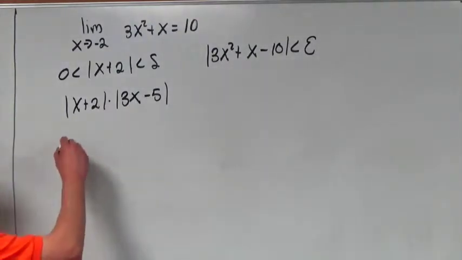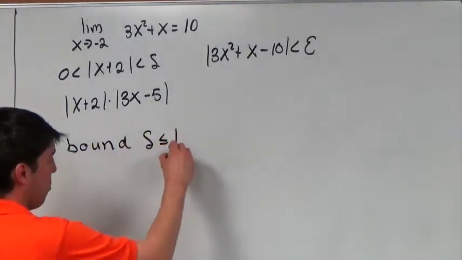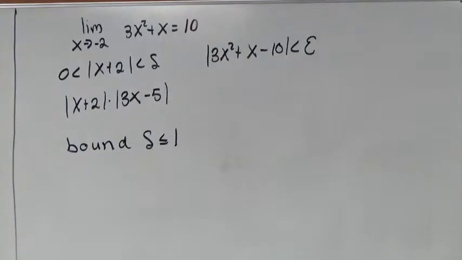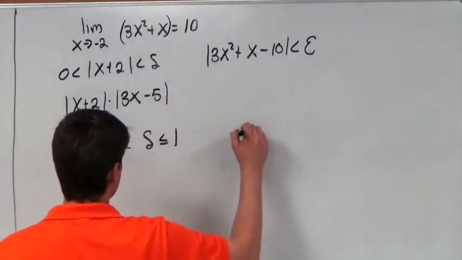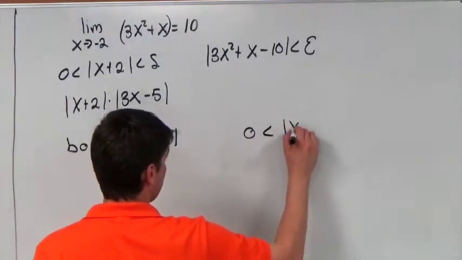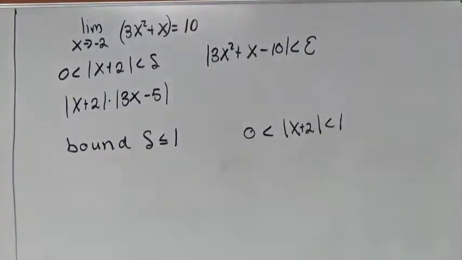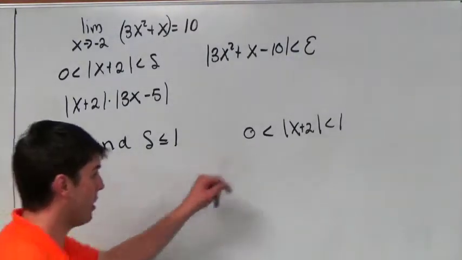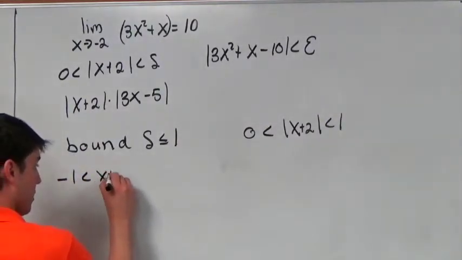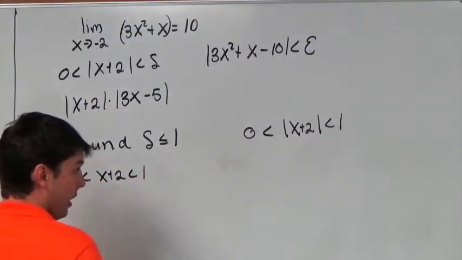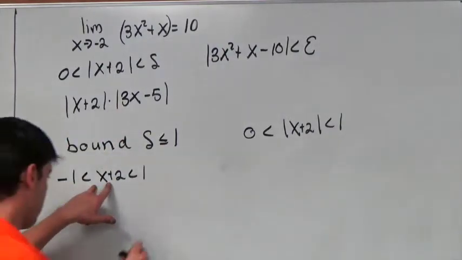So again, what we do is bound delta less than or equal to 1, and we take it back to our delta inequality. And we manipulate it. You can't manipulate it with the absolute value bars on it, so we take the negative of the 1 to the other side, and we get to an x by subtracting 2.